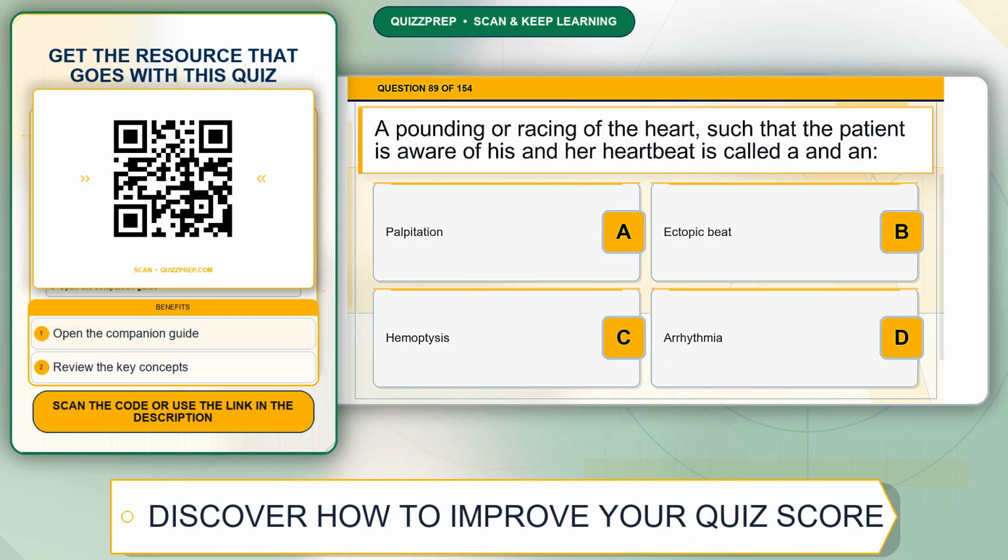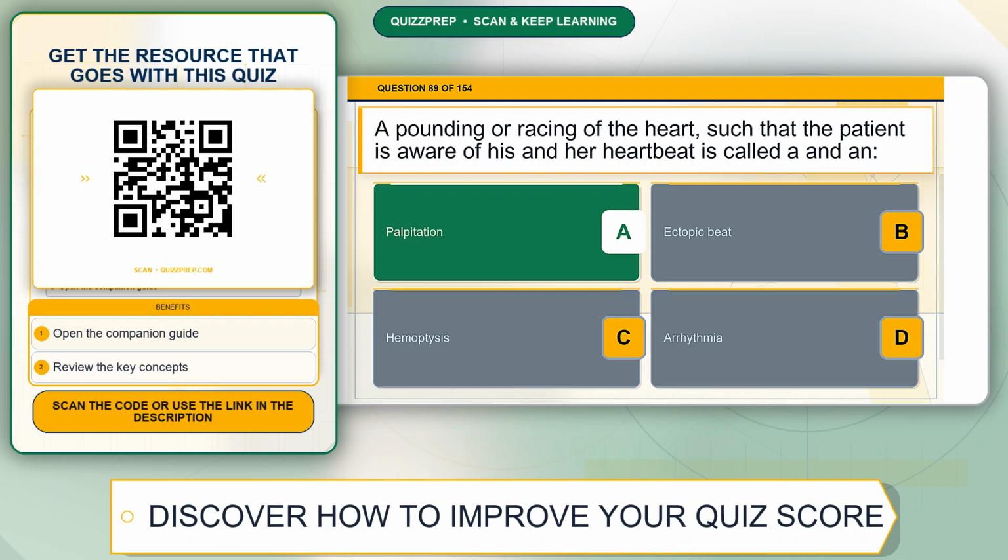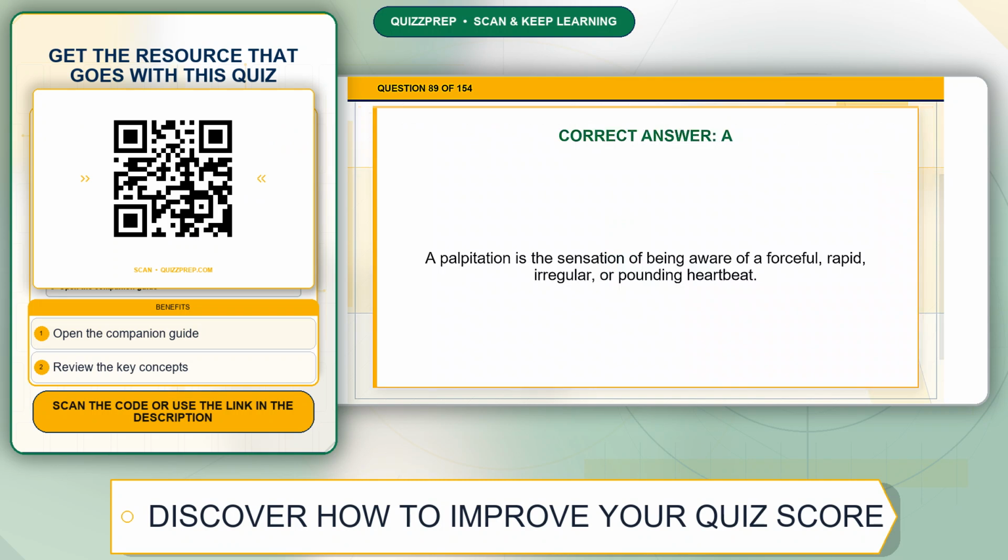Question 89. A pounding or racing of the heart, such that the patient is aware of his or her heartbeat, is called a blank. Option A, palpitation. Option B, ectopic beat. Option C, hemoptysis. Option D, arrhythmia. The correct answer is option A, palpitation. Explanation. A palpitation is the sensation of being aware of a forceful, rapid, irregular, or pounding heartbeat.